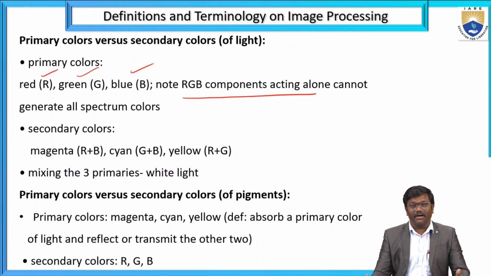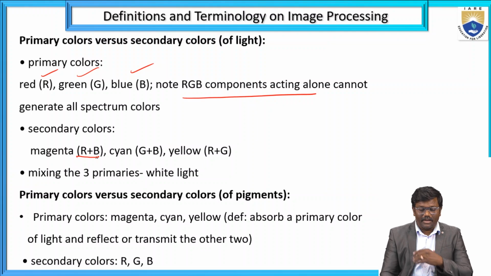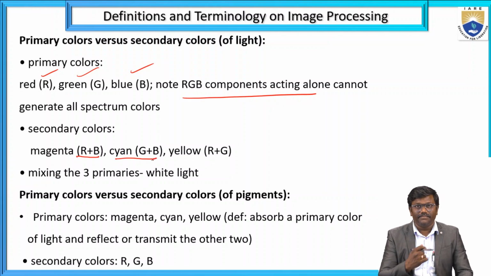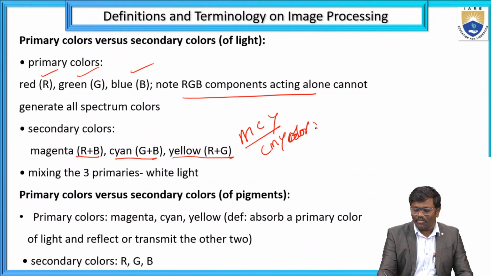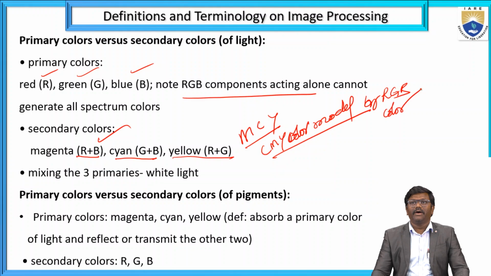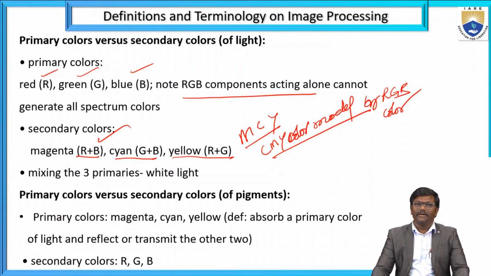That is, magenta is nothing but R plus B, cyan is G plus B, and yellow is nothing but R plus G. This is nothing but the CMY model. What is this CMY model? It is one of the color models. How is this color model prepared? By the help of RGB only. By RGB colors only, we define what we call the secondary colors. Okay, that is the secondary color.